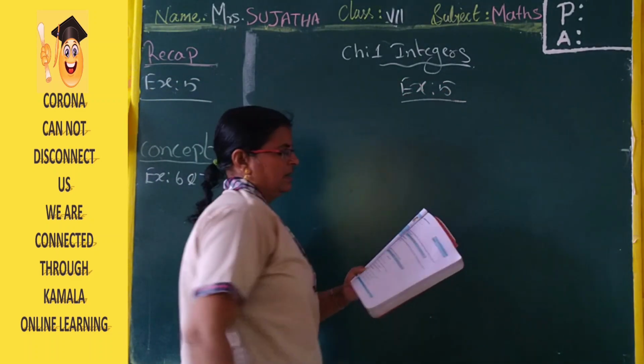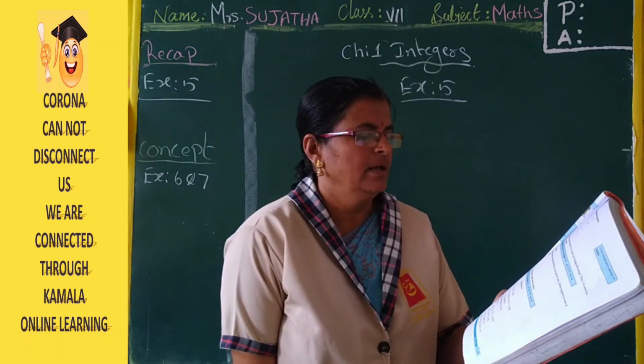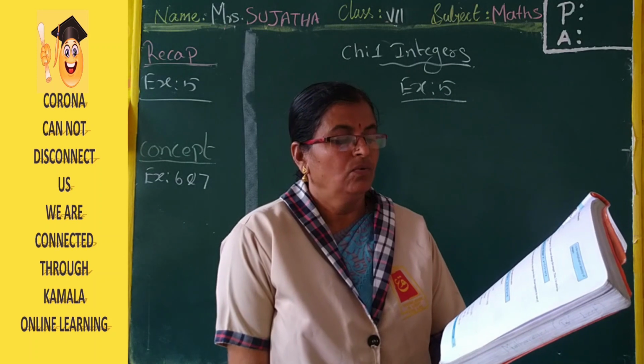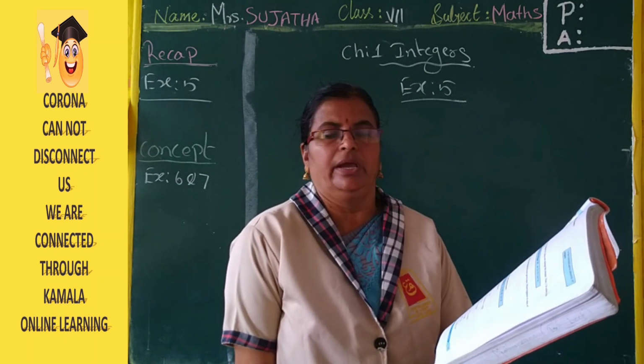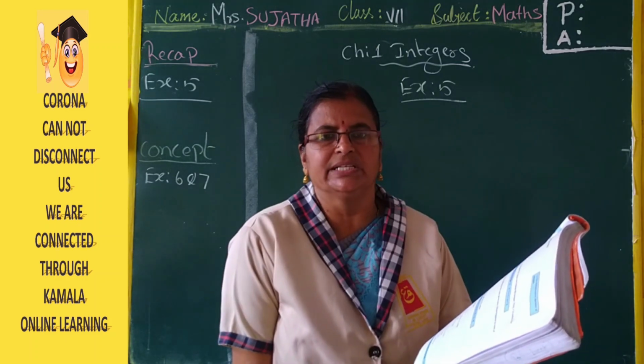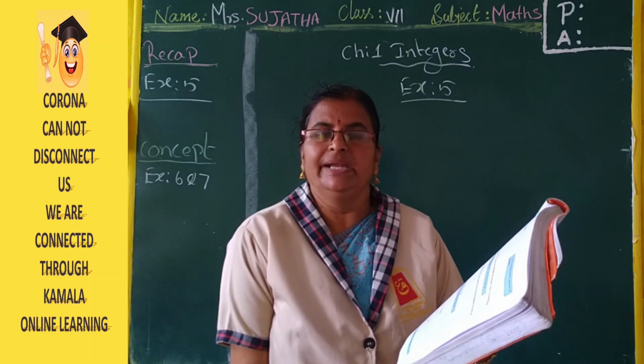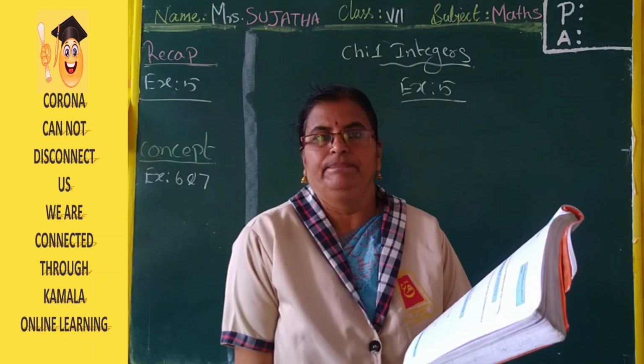Second sum. All of you open your textbooks, page number 19. See the question. First bit: for any integer a, what is minus 1 into a equal to? For any integer, you can take either a positive integer or a negative integer. Then if you multiply by minus 1, what will you get?